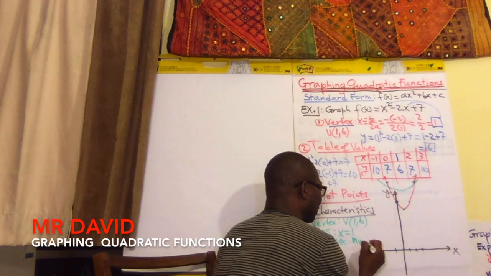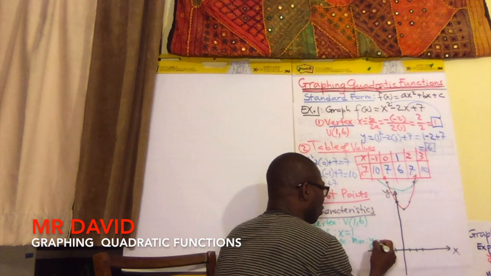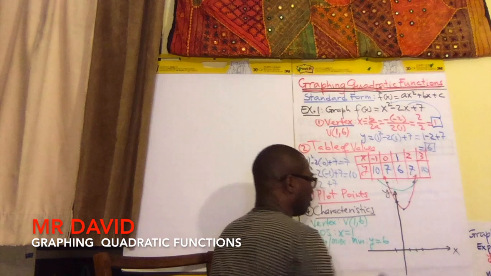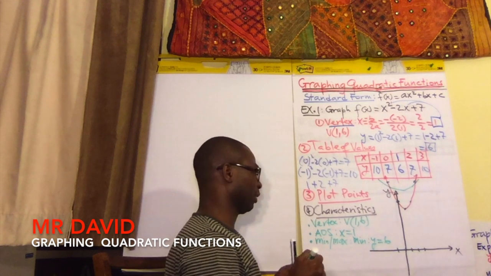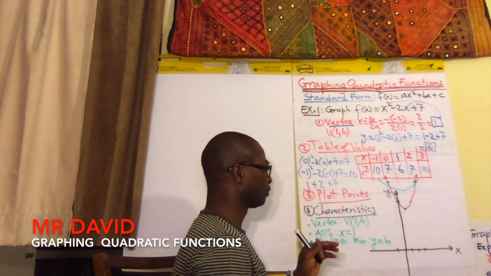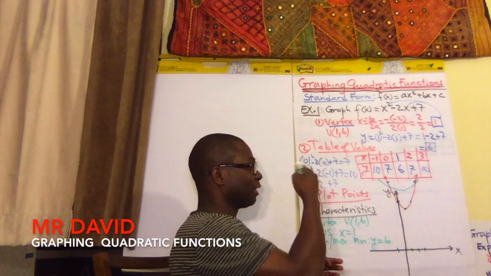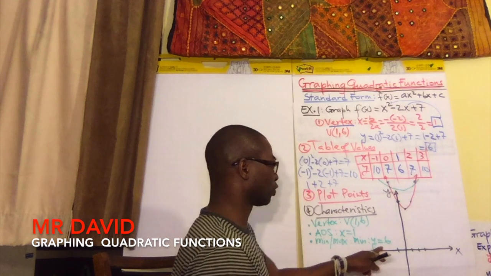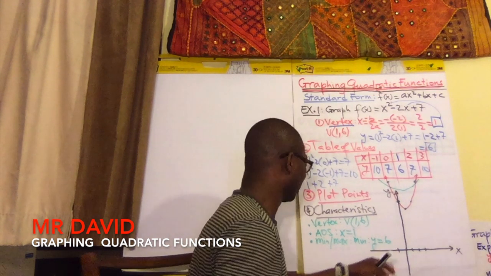So here we have a min, y equal to 6. You gotta remember that. The maximum is when we have a sad face. The minimum is when we have a happy face. So we have a minimum. Okay? Next one.